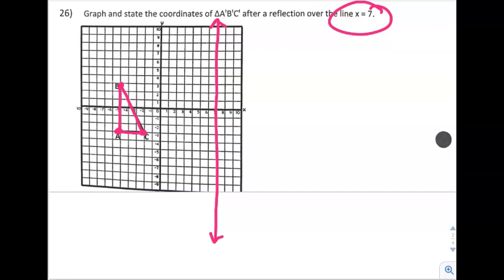How far do I have to move C to get to the line of symmetry here? 1, 2, 3, 4, 5, 6, 7, 8, 9. So I have to go 9 more from 7, which is going to put me at 16. So C double prime is (16, -3).